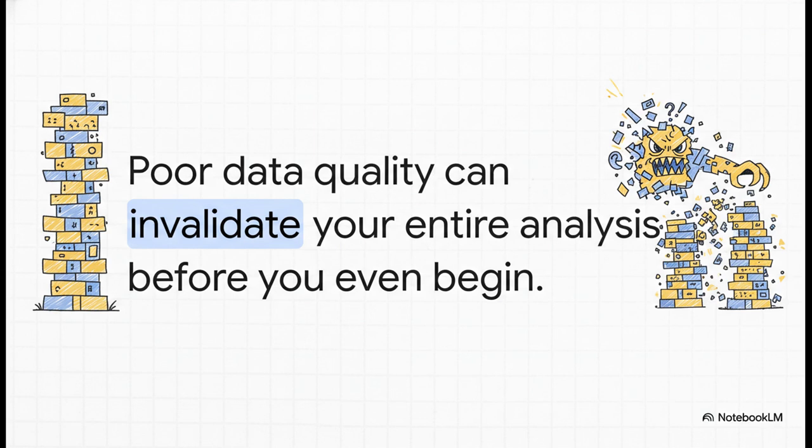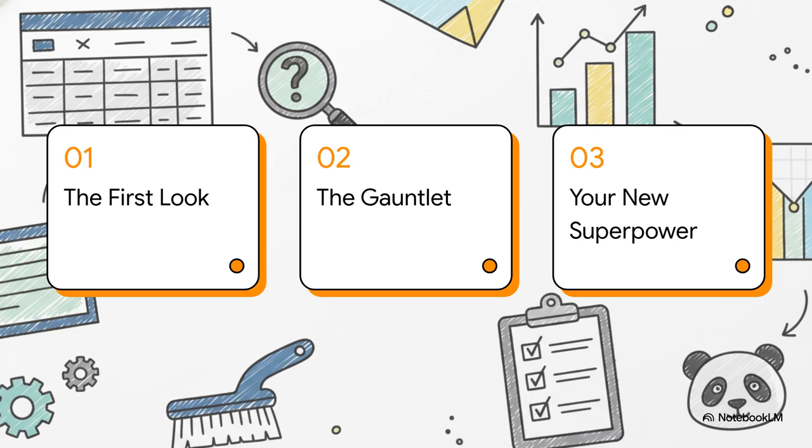Before you build a single model, before you plot a single chart, you have to face the number one villain of every data project, dirty data. Things like missing values, duplicates, weird outliers, they can completely destroy the credibility of your work. So here's our battle plan.